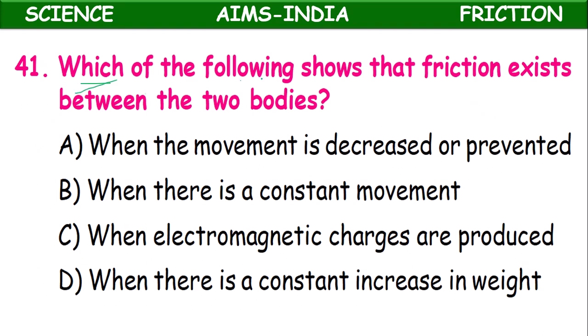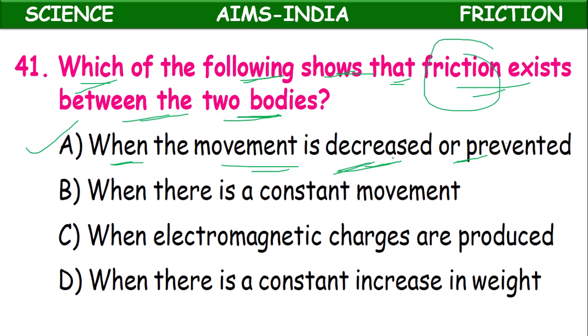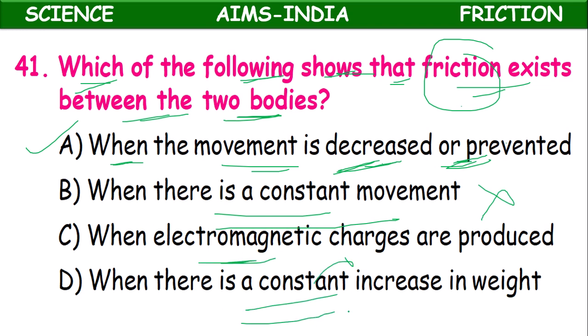Which of the following shows that friction exists between the two bodies? When the movement is decreased or prevented, yes. Why is the movement decreased or prevented, stopped? Because of friction. This is the indication of friction. When there is constant movement, no. When electromagnetic, no. Option A is correct.